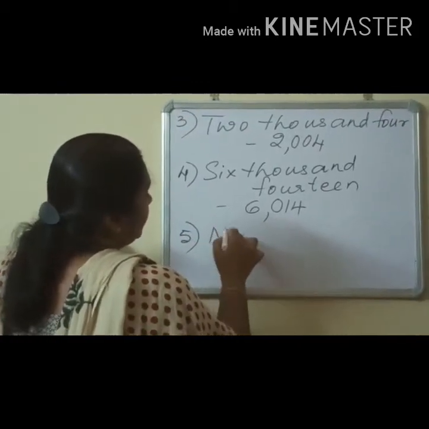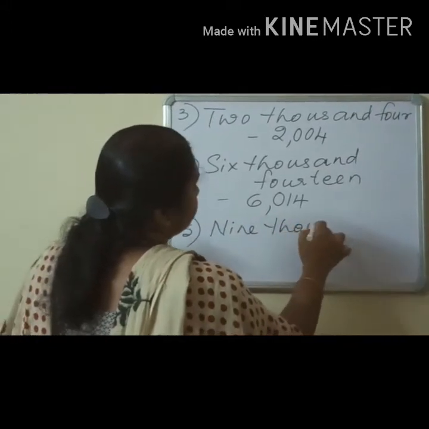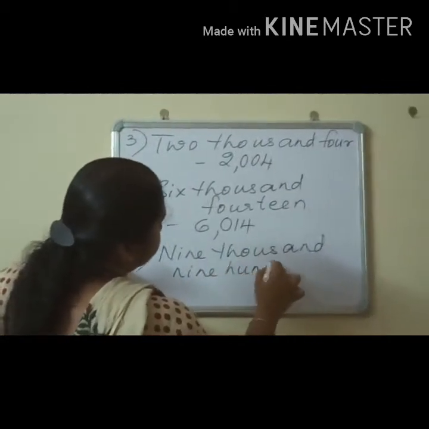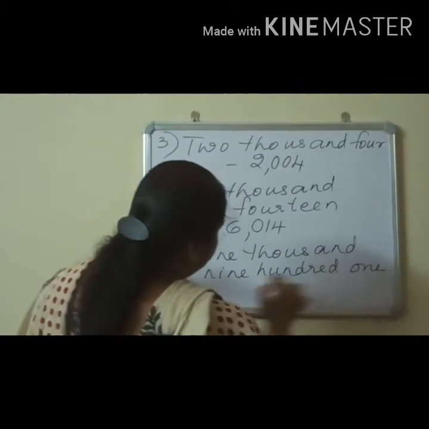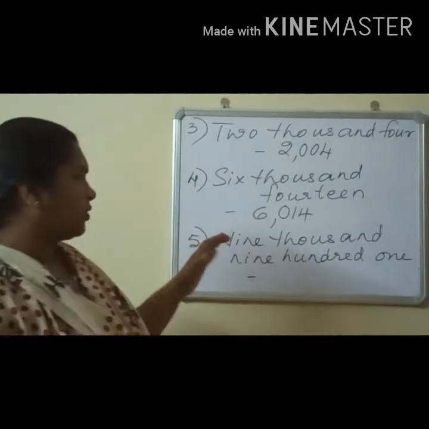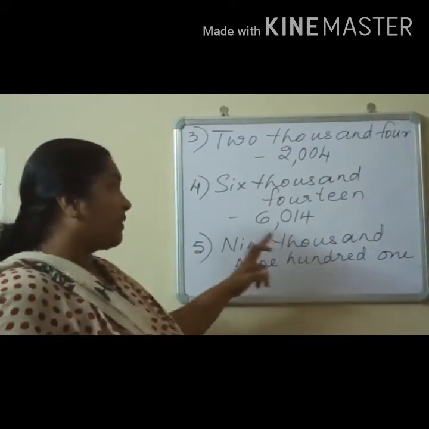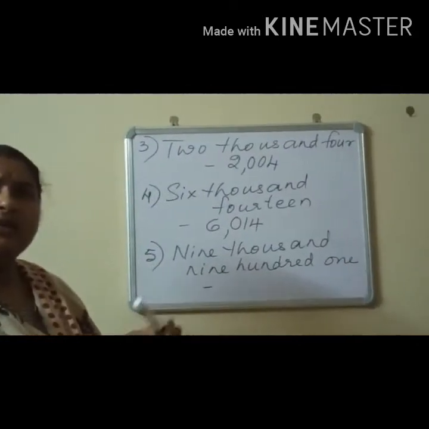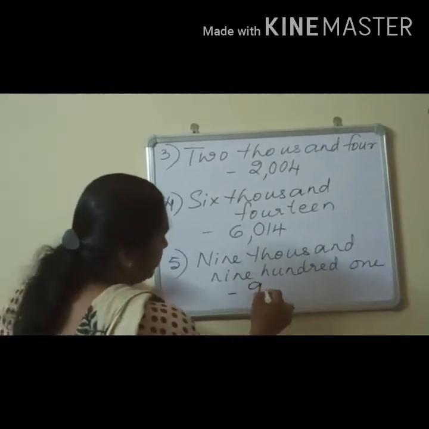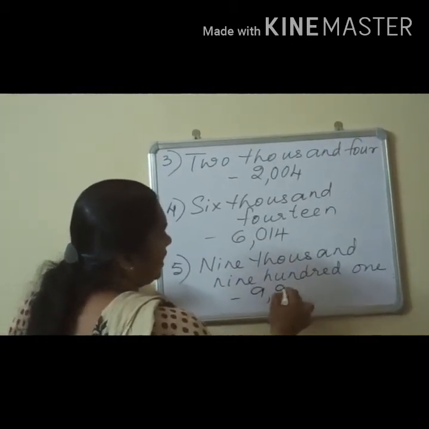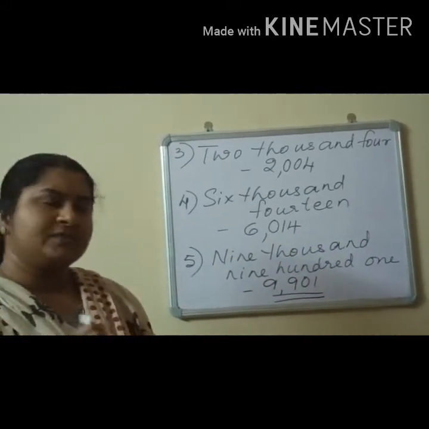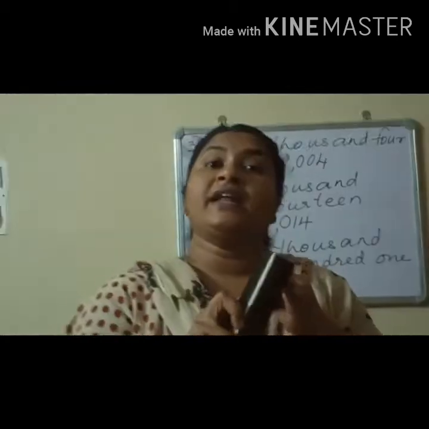Number 5. 9,900. 1. Just go through this. 9,901. How many thousands are here? 9. So 9, put a comma. Then we have 901. Simple.